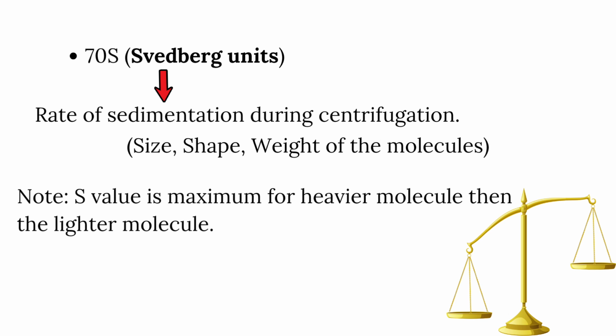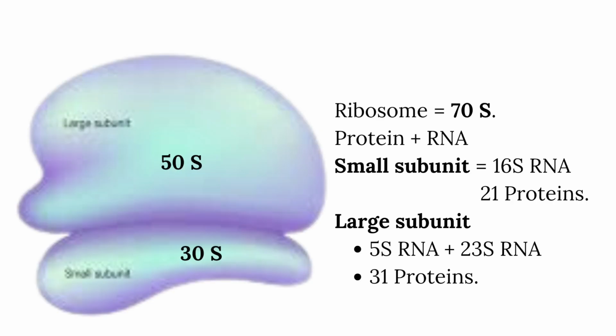Swedberg units indicate the rate of sedimentation during ultracentrifugation, which depends on the size, shape and weight of the molecules. The S value is higher for heavier molecules than for lighter ones. The bacterial ribosome is a 70S ribosome. The ribosome is divided into two parts. The upper portion is large and the lower one is small. The large subunit is the 50S ribosome, whereas the small one is the 30S ribosome.